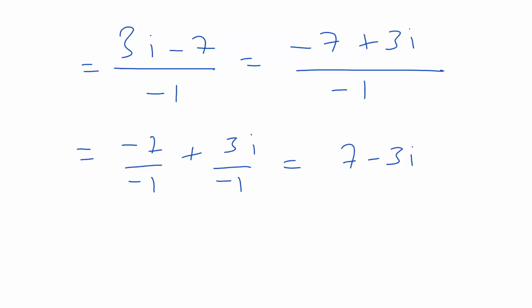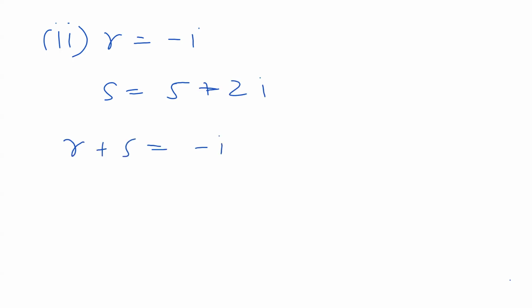Okay. So that was the first. Let's go to the next problem. Question number 2. R is equal to minus i. S is equal to 5 plus 2i. So R plus S, that is minus i plus 5 plus 2i. Just open the brackets. So minus i plus 2i will be i, plus 5. So this will be 5 plus i.